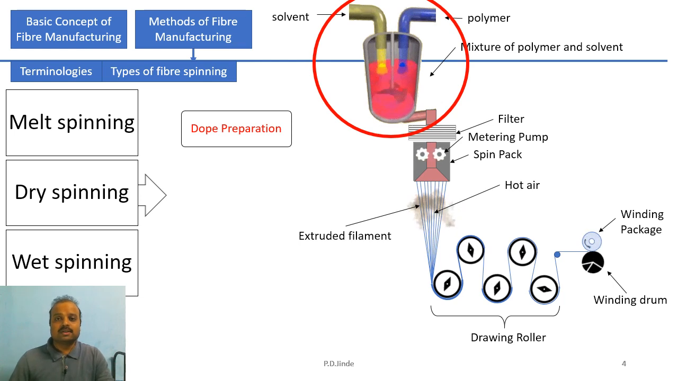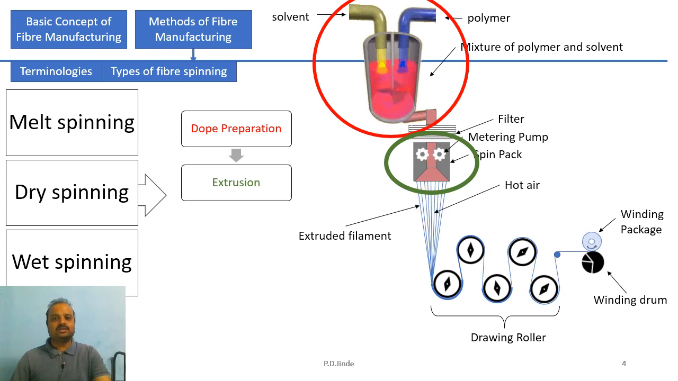That process is called dope preparation. Once that polymeric solution, or thick viscous liquid, is created, dope is created. Now this polymeric solution is then filtered and extruded. Extrusion is another main or important stage in dry spinning after dope preparation.